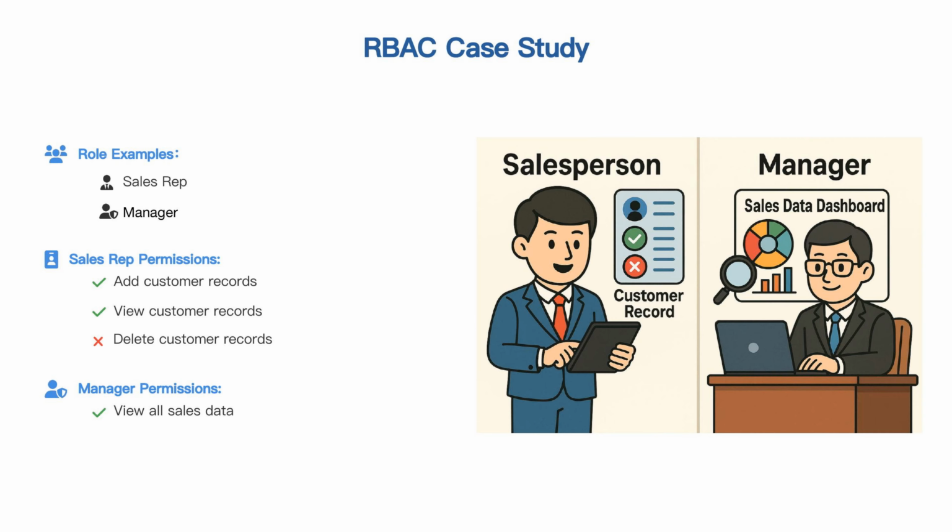Let's take a simple example. In the sales department, there are 2 roles: sales representatives and managers. We can specify that sales representatives can create and view customer records but cannot delete them, while managers have higher permissions and can view all sales data. In this way, we only need to assign the appropriate role to each employee to conveniently manage their access permissions.